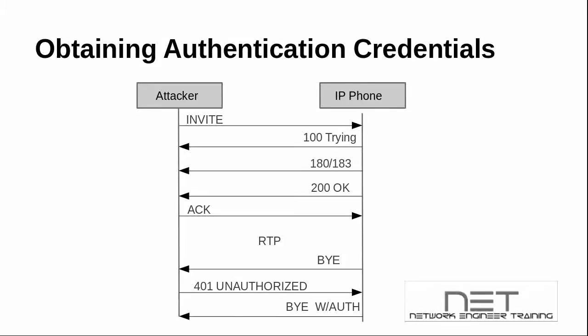Basically, this is a ladder diagram. The attacker is going to send an invite over to the IP phone. The IP phone is going to go through the standard call setup. It's going to do a 100 Trying, a 180 or a 183 for ringing. They're going to answer with a 200 OK. There's going to be an ACK from the attacker, and then there's going to be RTP, but I'm not actually going to send any audio, which is what an attacker could easily do, because you answer the phone and you'll talk for a minute, say hello a couple of times, there's nobody there, and you're just going to hang up the phone, which is what happens in this scenario. They hang up the phone, it sends a BYE, the attacker then sends a 401 Unauthorized, and the IP phone is going to send a BYE with the auth header in there.